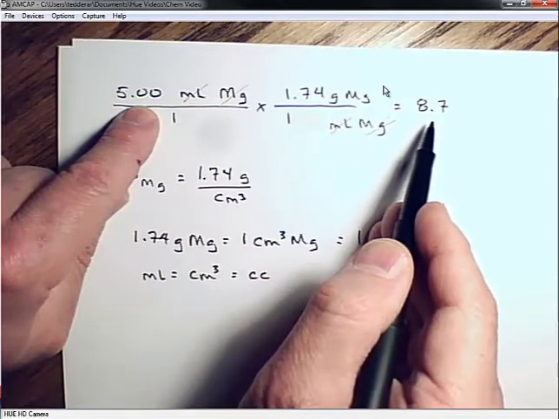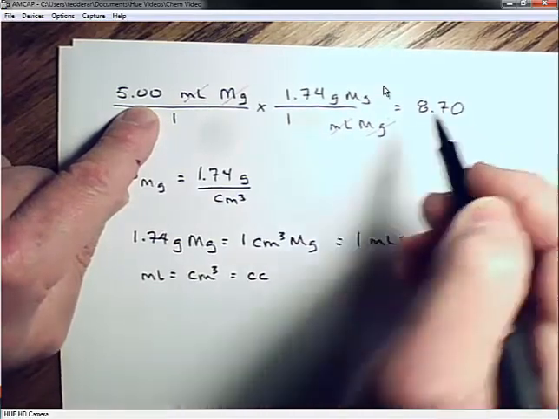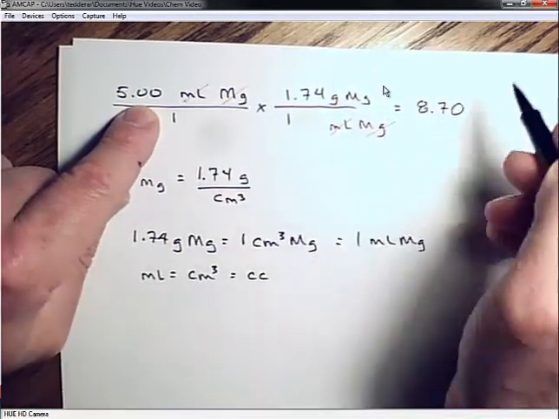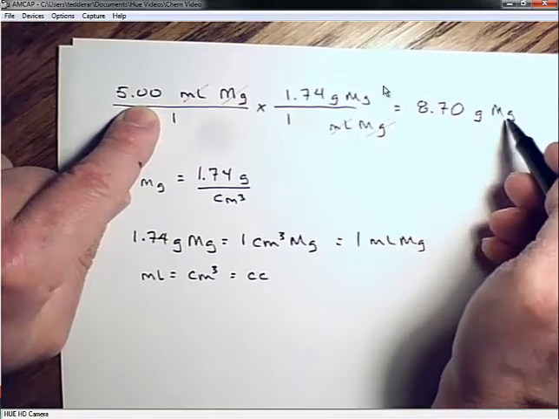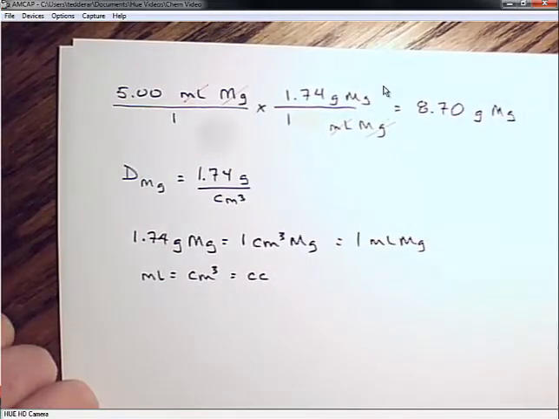But we don't have 3 significant digits yet. What do we need to do? Put a 0 there. Now we have 3 significant digits. Okay, and that's grams of magnesium. And there really isn't any reason to round off here. Okay? Does that make sense to everybody?